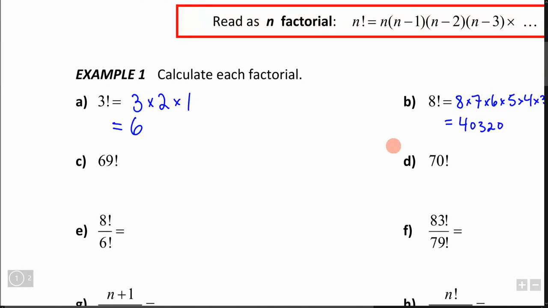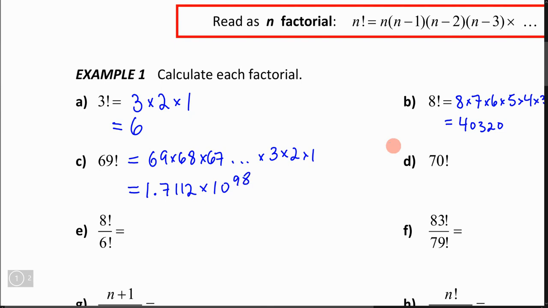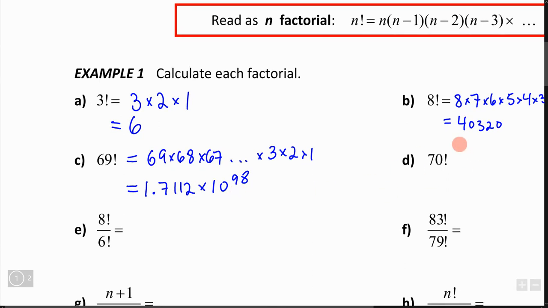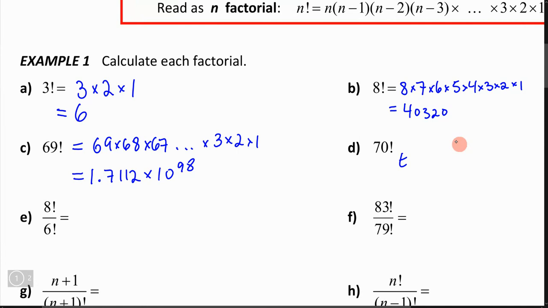69 factorial, same idea. You can express this as 69 times 68 times 67, and so on, until you get all the way down to 3 times 2 times 1. And this ends up being a really, really big number. It is 1.7112 times 10 to the exponent 98. So really, really big number. 70 factorial, if you do this on your calculator, you might find an error, perhaps not enough memory. It's a really, really big number.